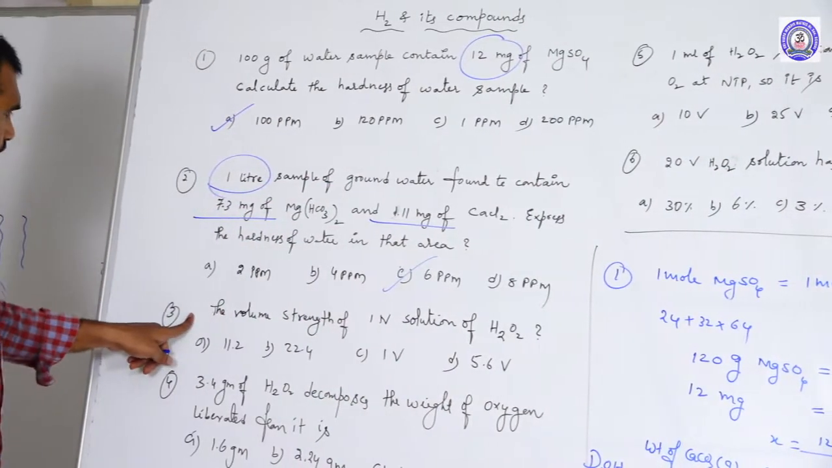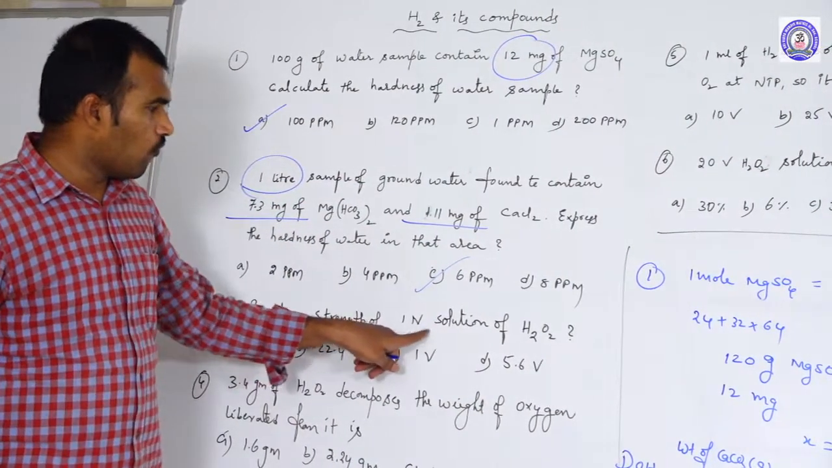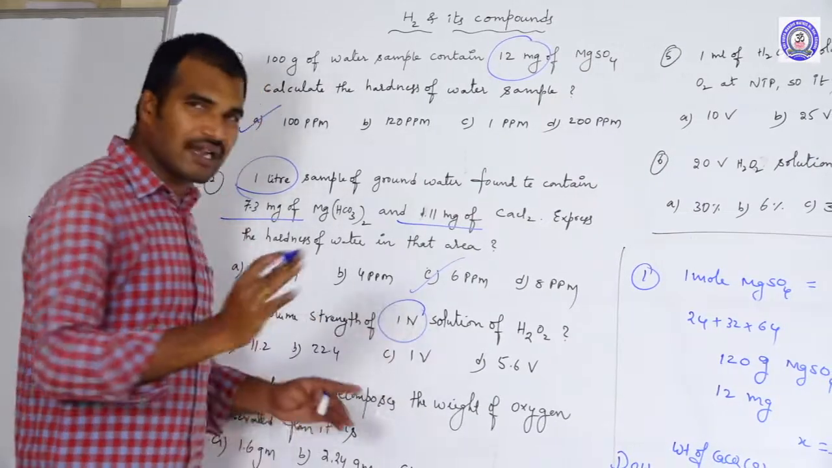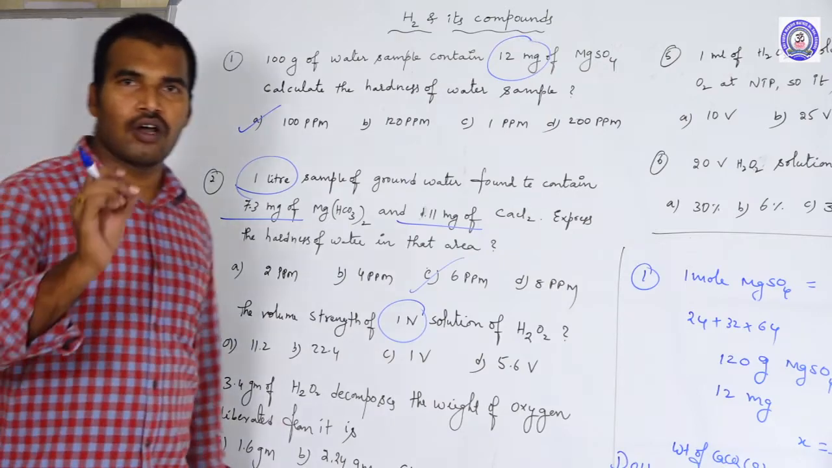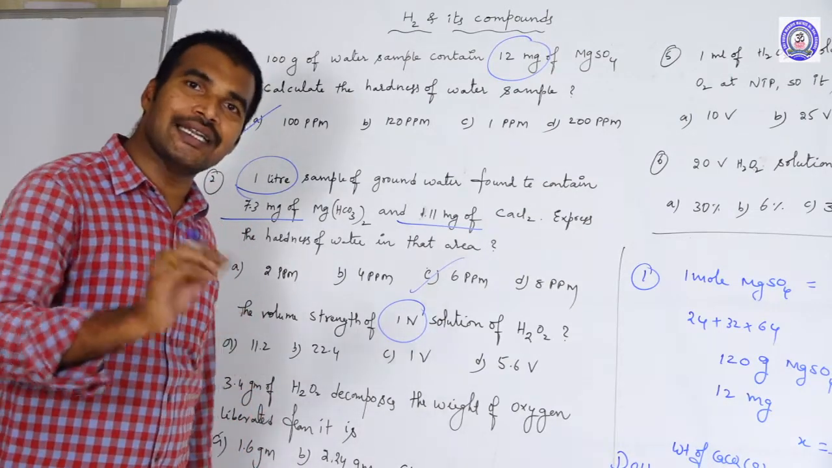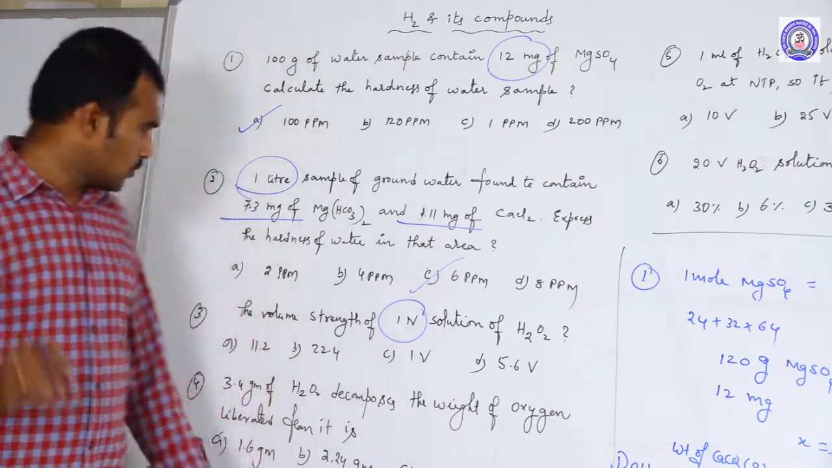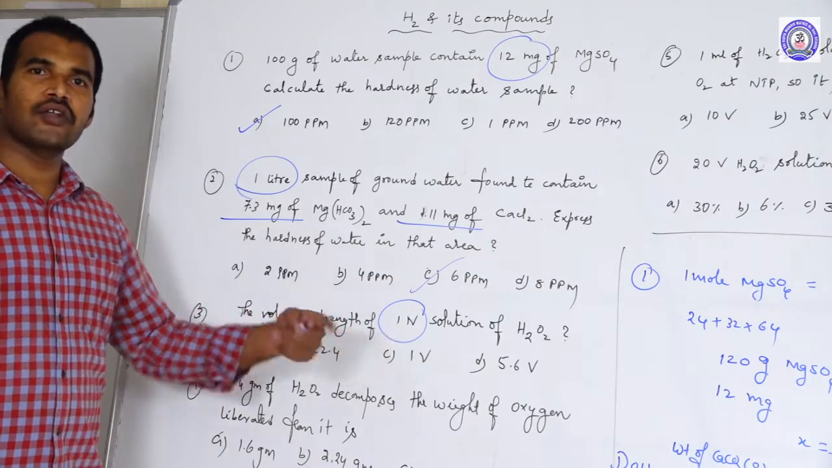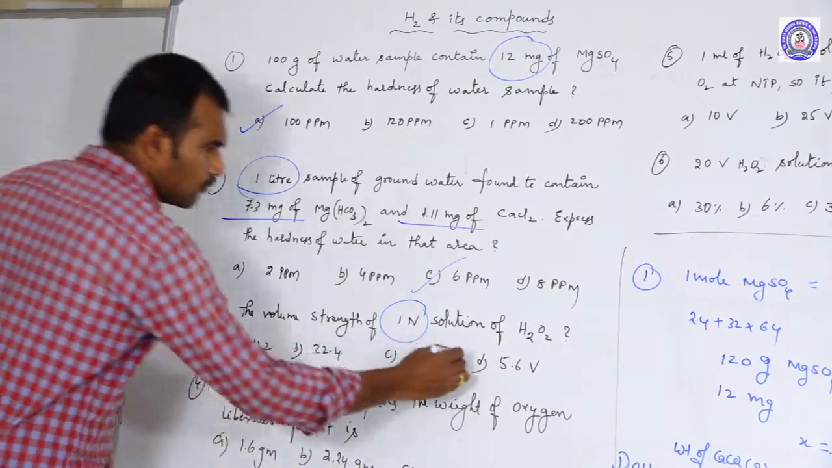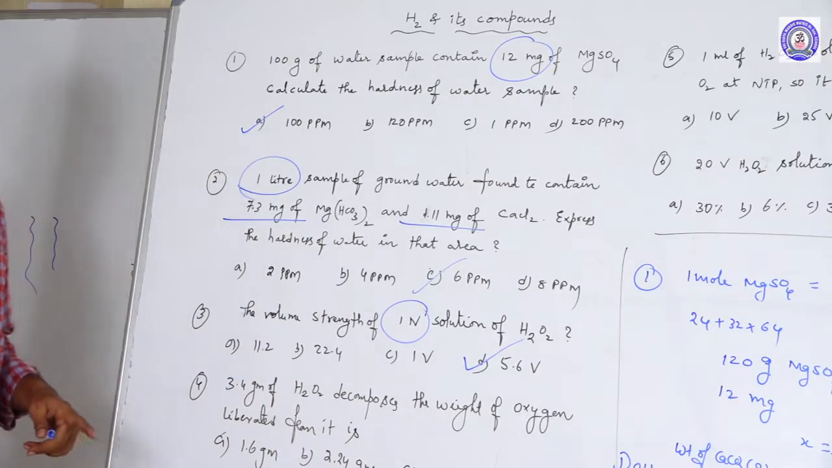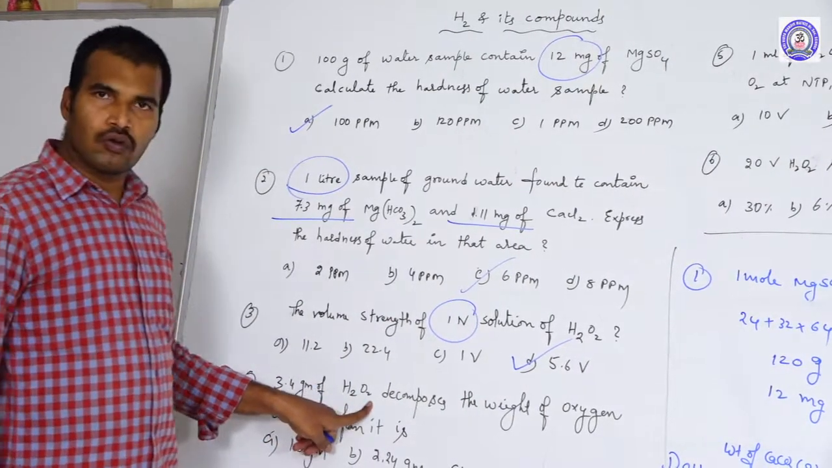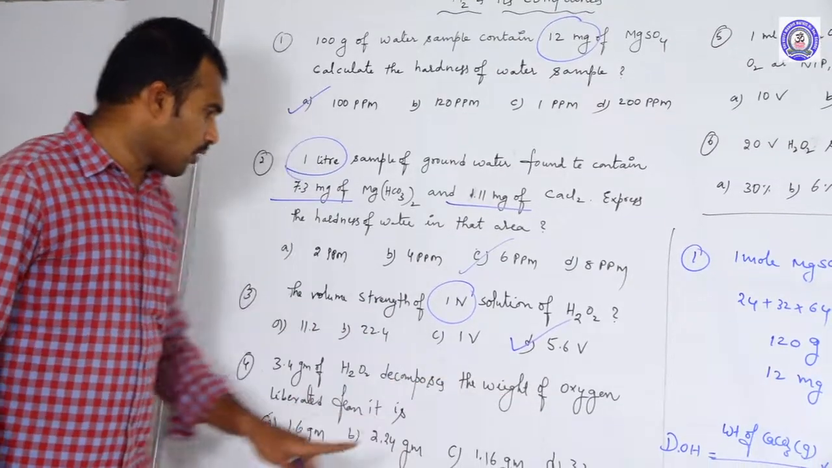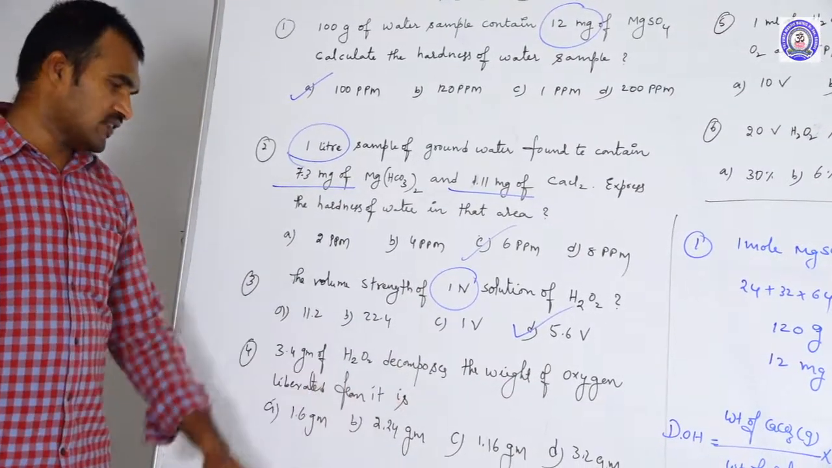The volume strength of one normal solution. Normality is given, volume strength they are asking. We know the formula. What is the formula? Volume strength is equal to normality into 5.6. So normality is how much? 1. 1 into 5.6, 5.6. Okay, fourth one.